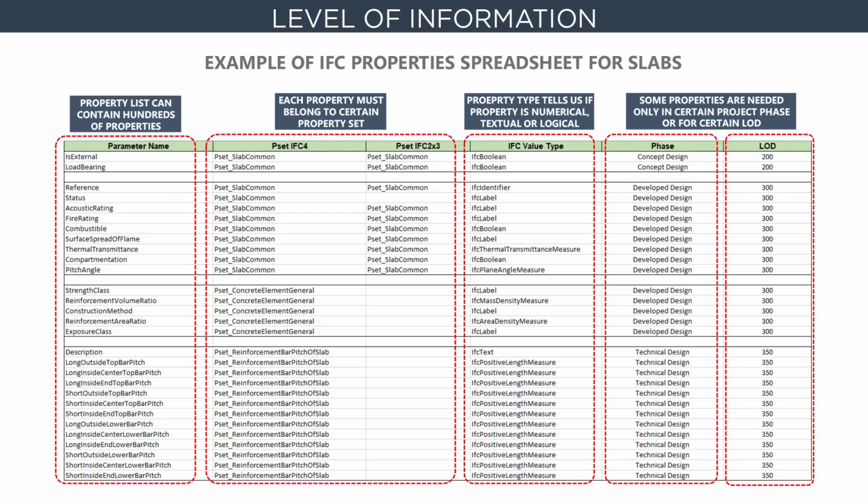Now, here is an example of a properties spreadsheet that shows how different properties are sorted and ready to populate the BIM model with all necessary information. We can see that every property has several parameters, and those have to be completely defined by the BIM model. Besides the names of properties, there is, of course, a property set that will be placed in, property value type, and finally, project phase and LOD, showing in which phase, for which LOD of the BIM model, that property should be added.